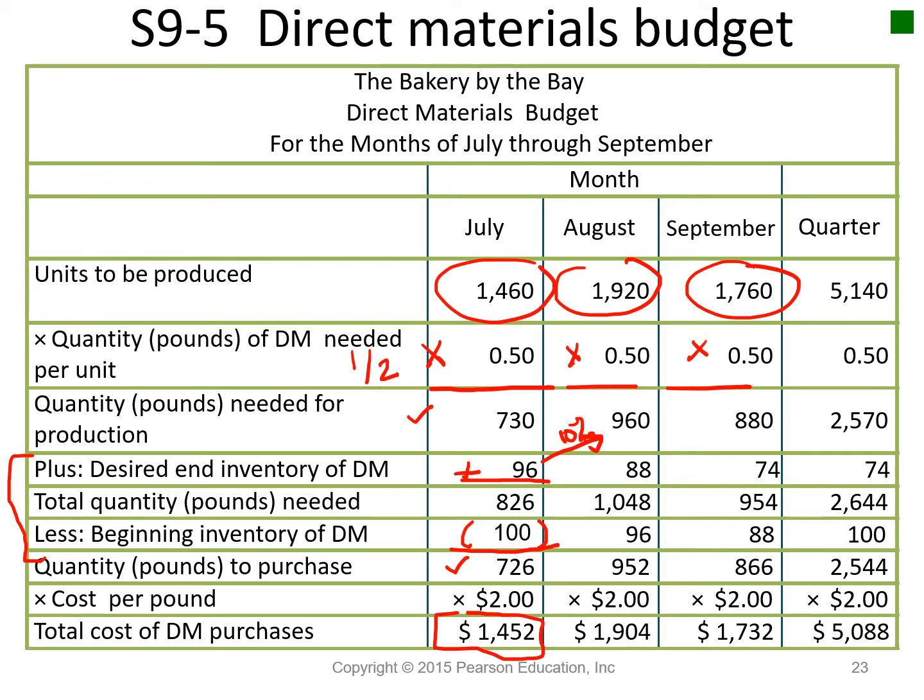Look at August. We took the 1,920 times the 1/2 pound. We got that converted. So we got 960. To get your desired ending inventory, you have to look at September. So take 10% of that number. That gives you 88. You're going to add that to 960. You get 1,048. You subtract out your beginning. Now remember, your beginning is that 10% of August, which is 96. And then you get 952. That's how much you need to purchase. Multiply by the price per pound. This would be your total cost expected for the month of August on direct materials.